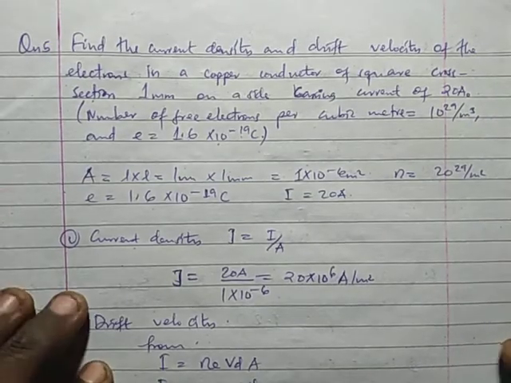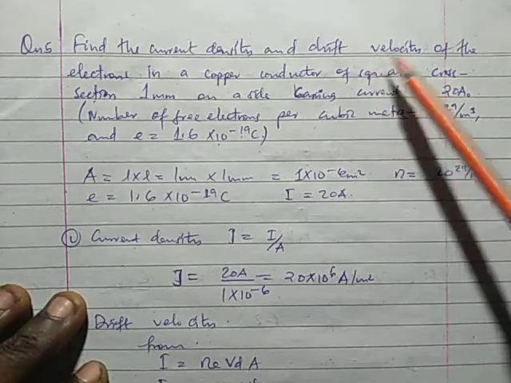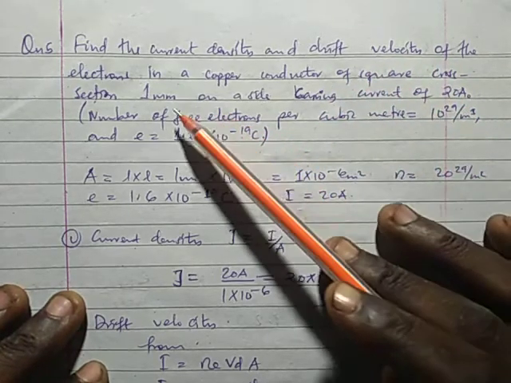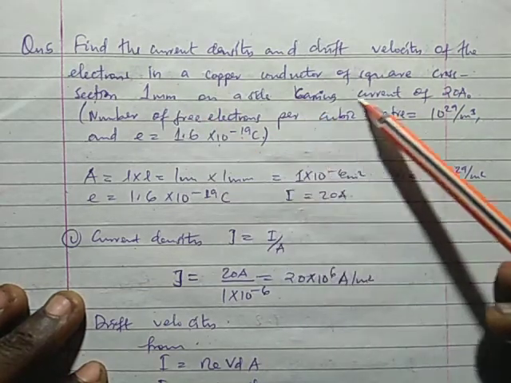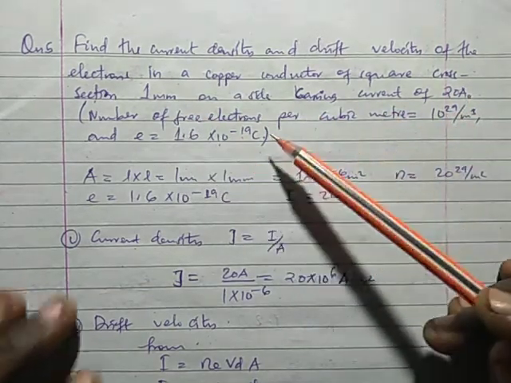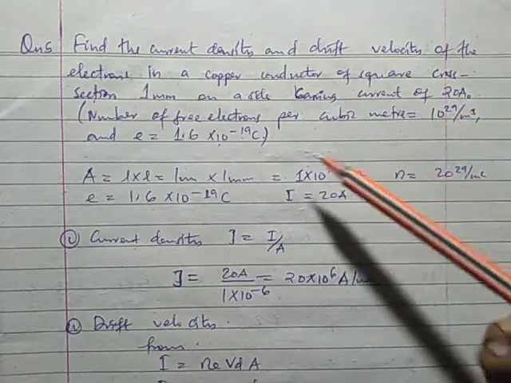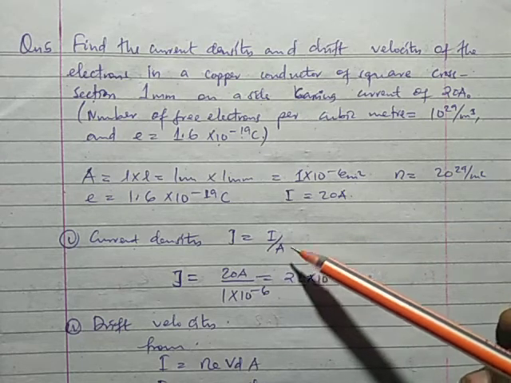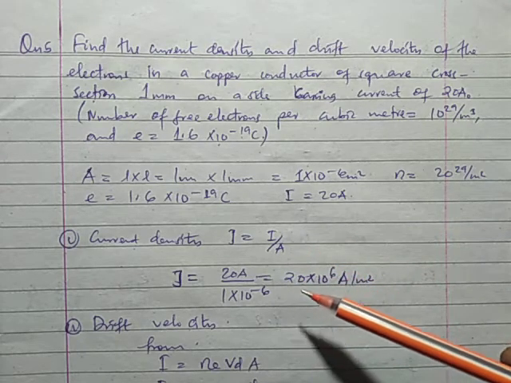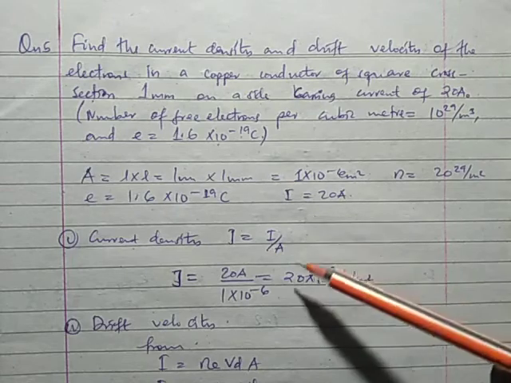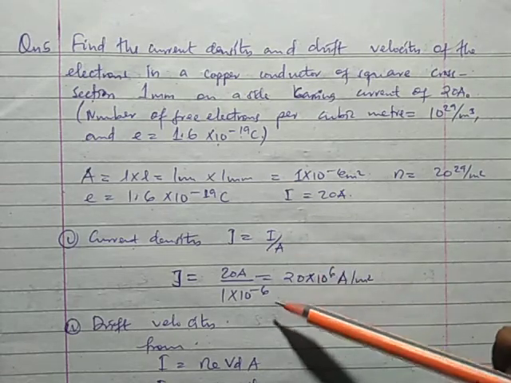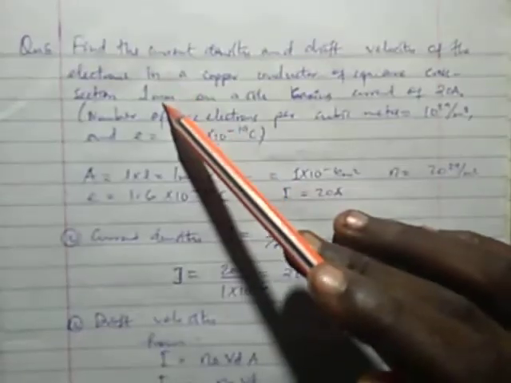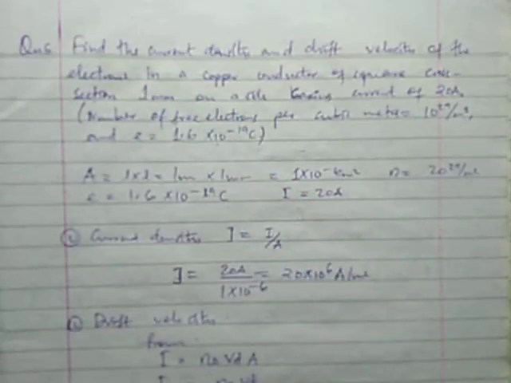Kwenye swali 5, find the current density and the drift velocity of electron in a copper conductor of square cross sectional 1 mm on a side carrying current of 20 ampere. Number of free electron per cubic meter ni hizo hapo, and electronic charge ni hapo. So current density ni current divided by area. Unaipata kwa namna hiyo hapo, ambayo 20 divided by hii tumepewa ni 1 mm square cross section of 1 mm, so ni convert kwenda kwenye meter.